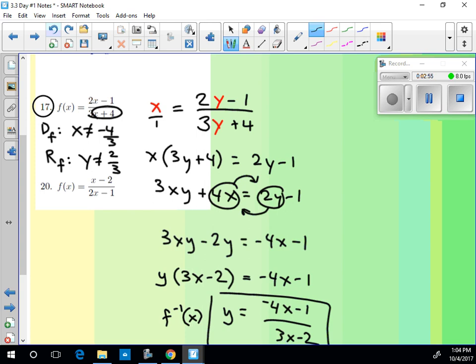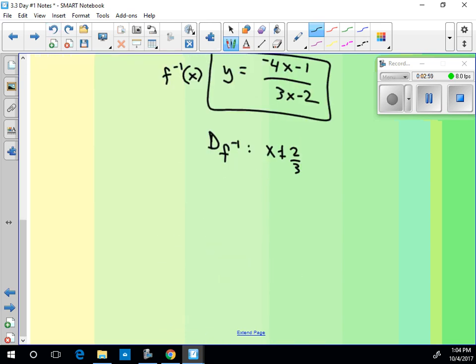Oh, sweet. So if the domain of the original is x can't equal negative 4/3, then the range of the inverse is y can't equal negative 4/3. Sweet. Oh, nice. Finding domain's pretty easy. Finding a range can be hard if it's a rational function. So find the domain of each of them, and then just use those for the range of the other. Sick. And that is problem 17.